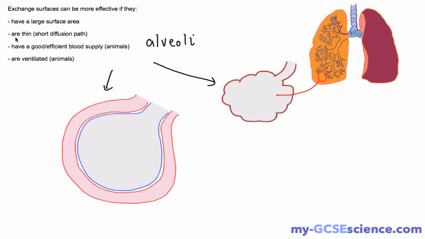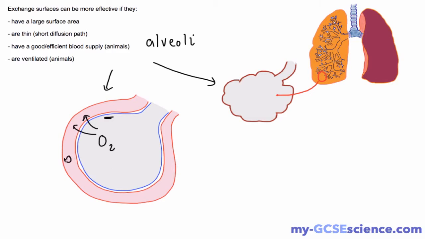The actual surface itself is very thin. If you look here, this blue line will only be one cell thick. This is actually the wall of the capillary in red there, and that will only be one cell thick. And so we only have two cells to pass through before the oxygen can get into the red blood cells that are found in the blood.